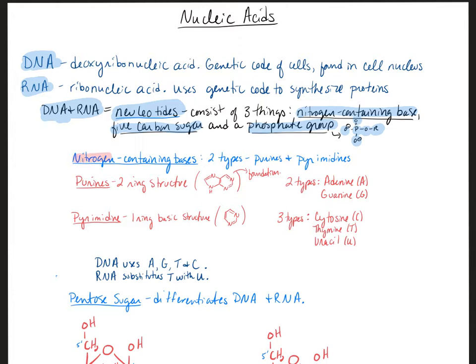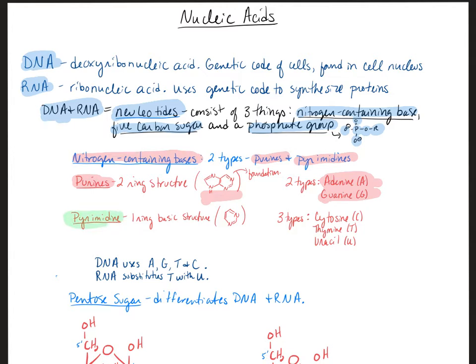The nitrogen-containing bases, there's 2 major types. We have what's known as purines, and we have what's known as pyrimidines. So purines have a 2-ring structure like what you see right here. Now, I didn't draw out all of these specifics of what they look like, but those 2 types are adenine, which we abbreviate as an A, and guanine, which we abbreviate as a G most frequently.